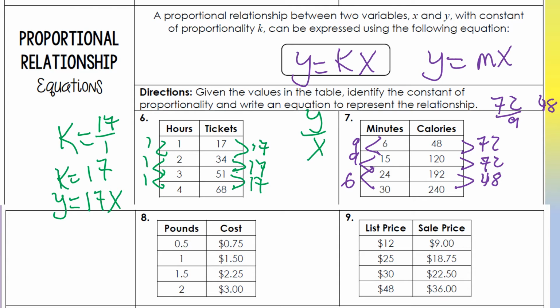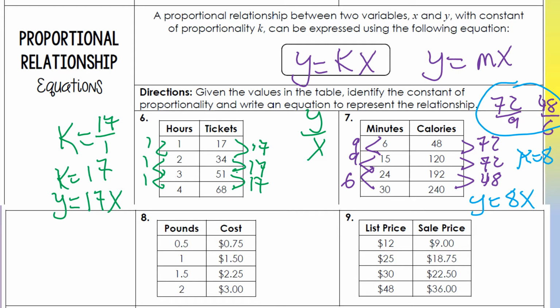So we've got 72 over 9 and 48 over 6. We need to divide. 72 divided by 9 is 8. 48 divided by 6 is 8. Guess what? My constant of proportionality is 8, because both of these two things were equal to 8. Now that I know my constant of proportionality, k equals 8, I can write the equation y is equal to 8x.